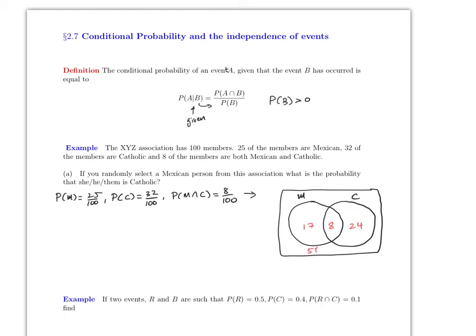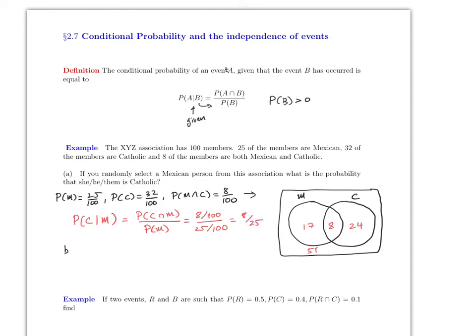But part A is asking, if the randomly selected person is Mexican, so you already know that the person is Mexican. So given that the person is Mexican, what is the probability that the person is also Catholic? Okay, so that's what it's asking. That's different than just asking what's the probability that the person is Catholic. So in this case, it will be the probability of being Catholic and Mexican divided by the probability that the person is Mexican. So therefore this will be 8 over 100 divided by Mexican, which is 25 over 100, which is 8 over 25.